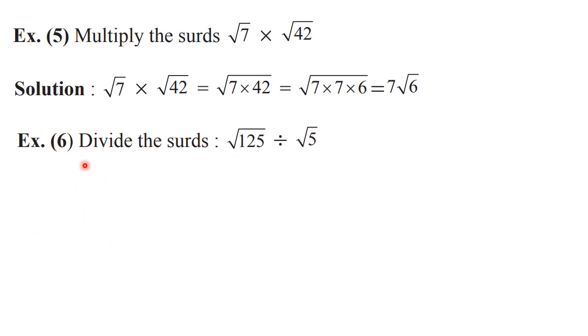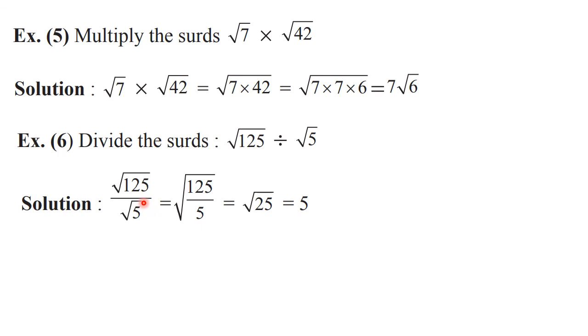Now this is an example of division. Divide the surds root 125 divided by root 5. Now see, they are again not like surds, but still we can divide. Why? Because their order is same. So here when we divide, we can write them in the form of first number divided by the second number. So first number is numerator and second number is denominator.